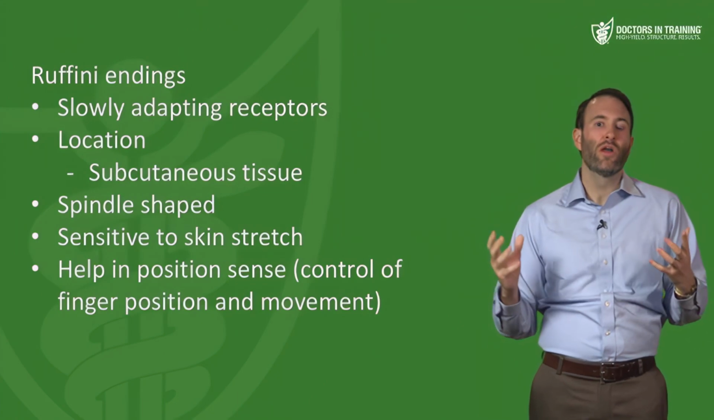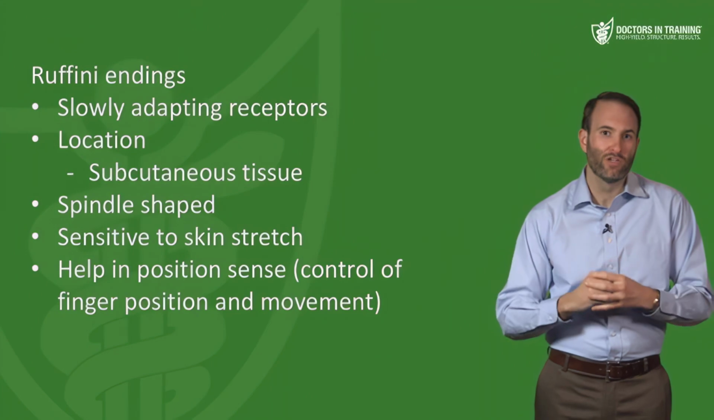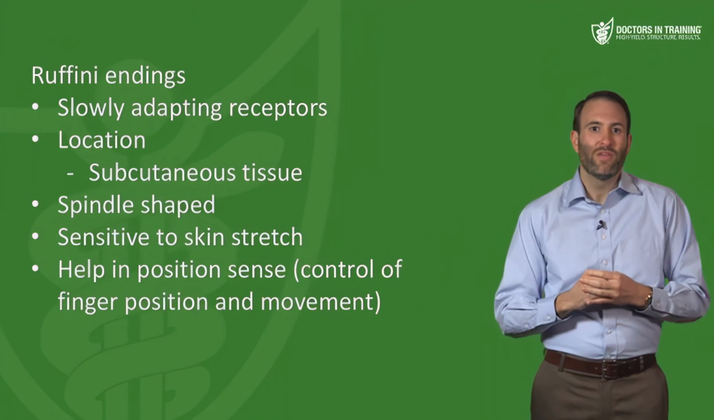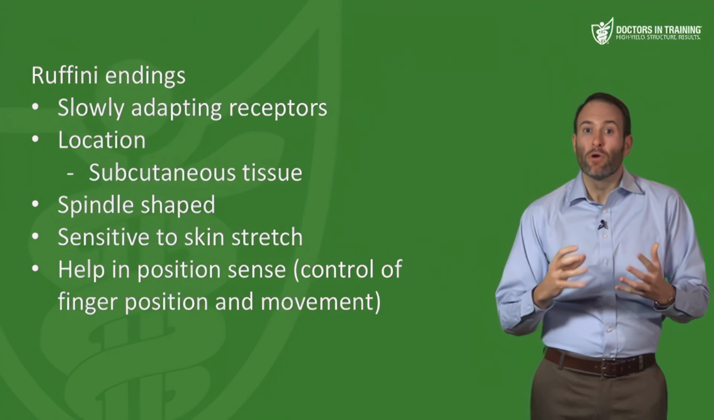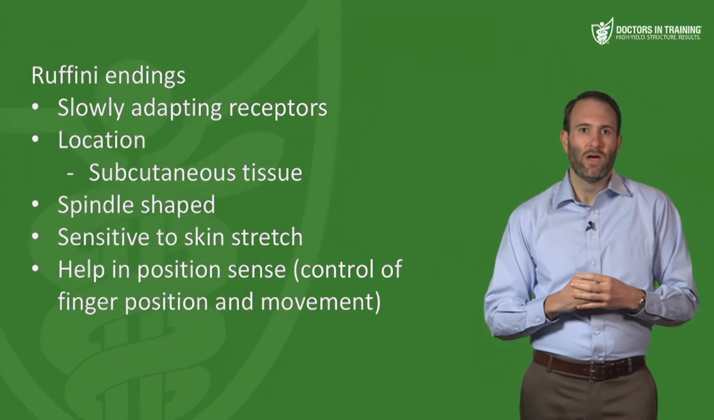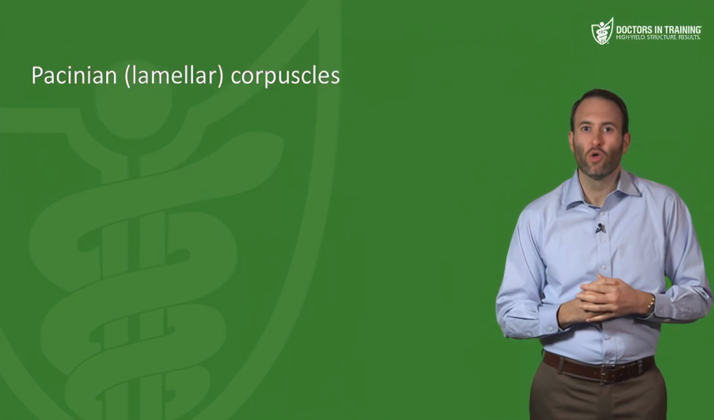So these receptors are able to sense joint movement changes and sustained pressure on the skin. So they serve actually a pretty similar function to the Merkel nerve endings, but they're found deeper in the skin in the body. Now, the final one is the Pacinian corpuscles.